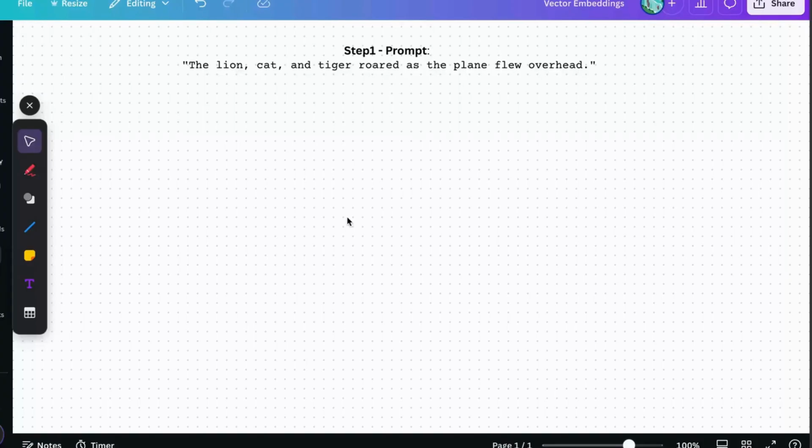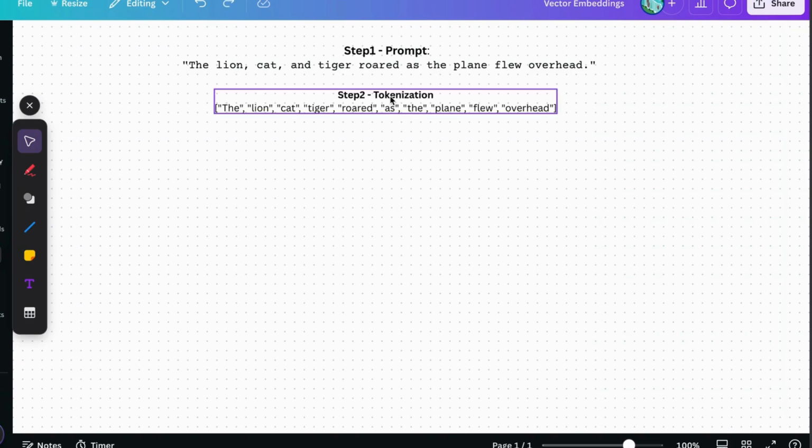Let's do some whiteboarding here. If I take a prompt, the lion, cat, tiger, road has plane flew overhead, I want to divide it into tokens. I'm trying to show you a whiteboarding demo to show how this will all happen when we enter a prompt and see where it all goes.